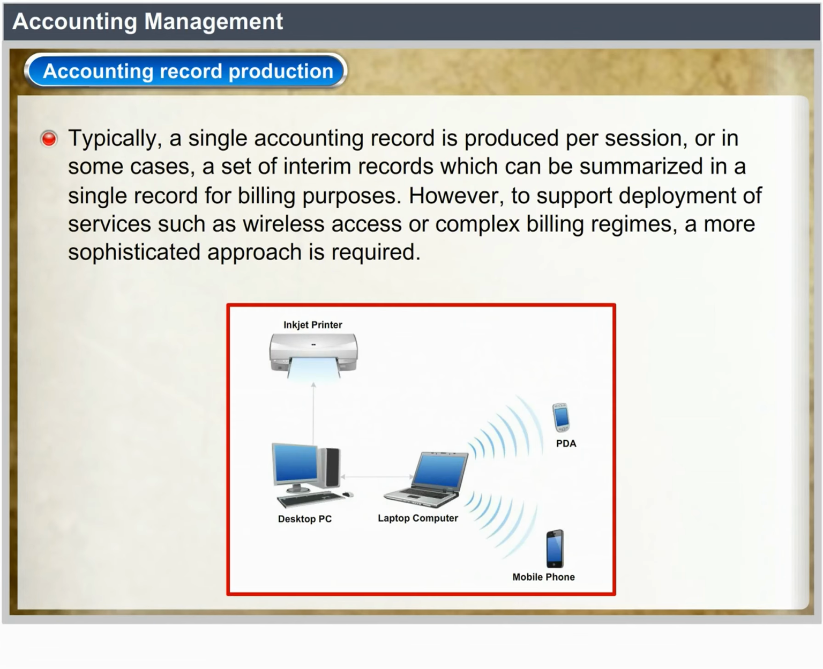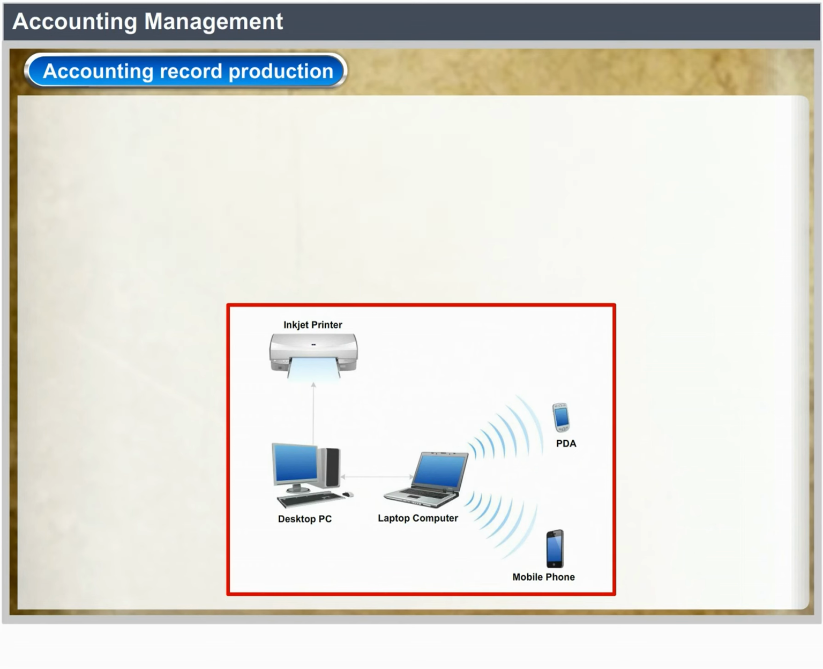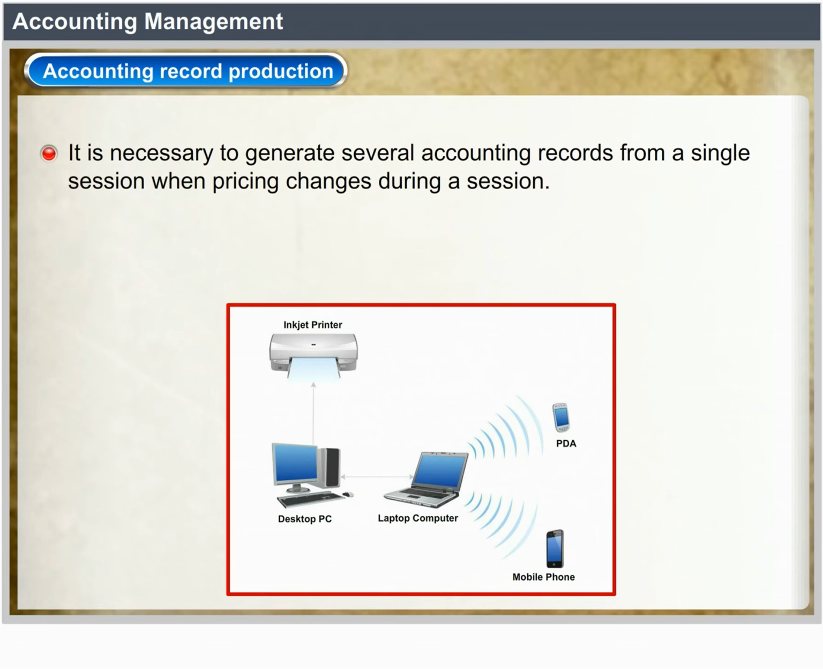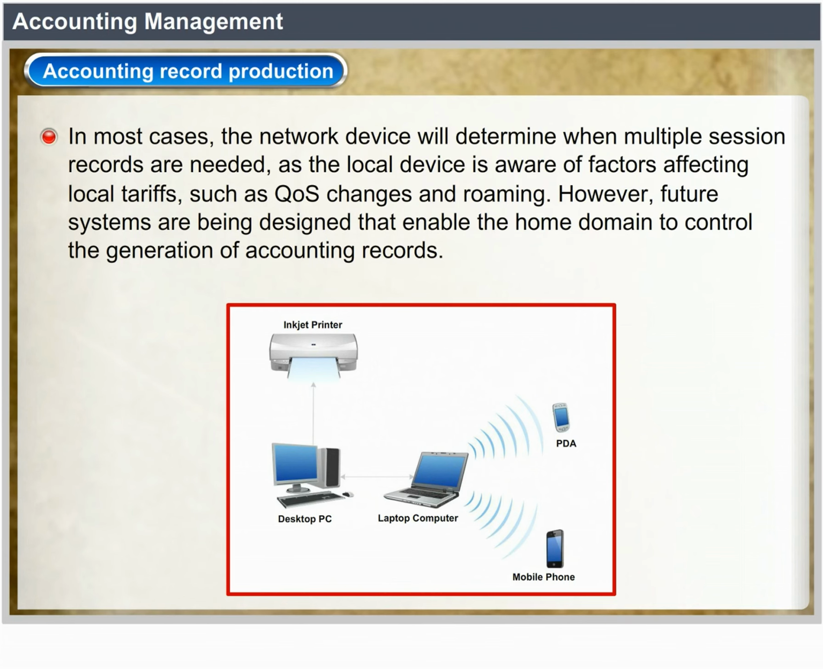Accounting record production. Typically, a single accounting record is produced per session, or in some cases, a set of interim records which can be summarized in a single record for billing purposes. However, to support deployment of services such as wireless access or complex billing regimes, a more sophisticated approach is required. It is necessary to generate several accounting records from a single session when pricing changes during a session. In most cases, the network device will determine when multiple session records are needed, as a local device is aware of factors affecting local tariffs such as QoS changes and roaming.